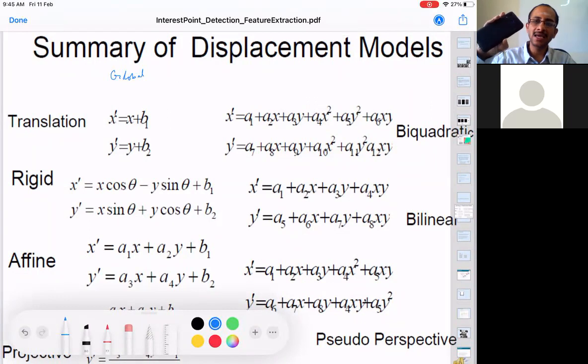Rigid body transformation means that within the body there will not be any deformations. However it is rotated or translated, the body as a whole will move. The pixels or objects within the body don't change their distances. That is a rigid body. So we can model it as rigid body transformation with rotations and translations, or with affine.